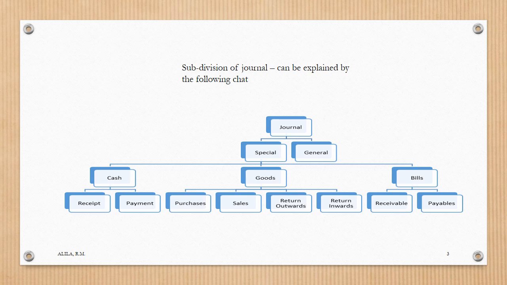And we may have the other special journal, which is related to goods. In this aspect, we may have a purchases journal, recording purchases on credit, a sales journal recording sales on credit, a return outward journal relating to return of goods once purchased on credit, and the return inward journal that relates to goods sold on credit, and the bills journal for receivable.